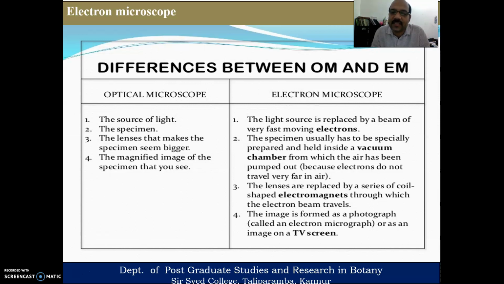The light source is replaced by a beam of electrons in the case of the electron microscope.